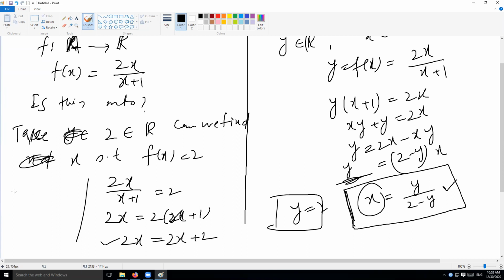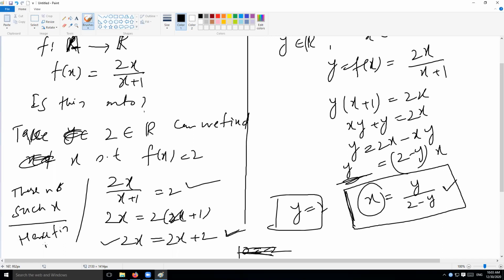Yes, sir. समझ आ रही ना? There is no such x for which this is true. Because if there is such an x, तो 0, 2 के बराबर आ जाएगा. That would be something strange actually. So there is no such x for which this is true, and therefore I can say that there is no x from A for which f of x is equal to 2, hence f is not onto. F is not onto.